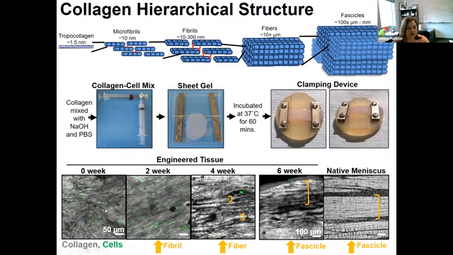At 0 weeks, we're completely unorganized. By 2 weeks, we get this nice alignment of fibrils throughout the tissue. By 4 weeks, we get this developing into larger fibers. And then finally, by 6 weeks, we start to see those larger hundreds of micron wide fascicles forming. So this system we're really excited about. It gives us some really nicely well-organized hierarchical fibers and gives us the opportunity to really start to use this as a benchtop model to ask lots of different questions.